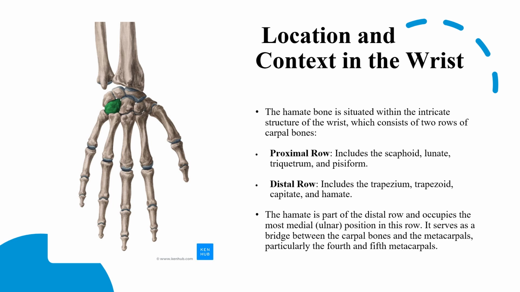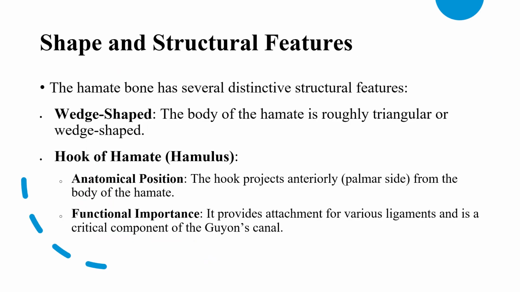It serves as a bridge between the carpal bones and the metacarpals, particularly the fourth and the fifth metacarpals. When we talk about the shape and structure, the hamate bone has several distinguishing features. It is also known as a wedge-shaped bone because the body of the hamate is roughly triangular, or wedge shaped. There is a structure present in the hamate called the hook of hamate.